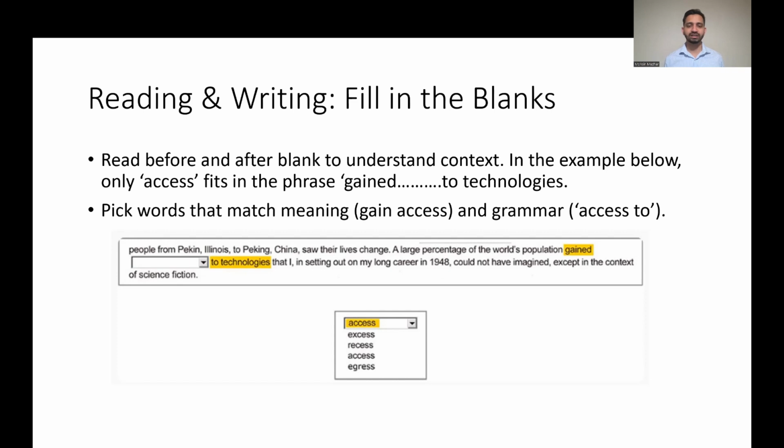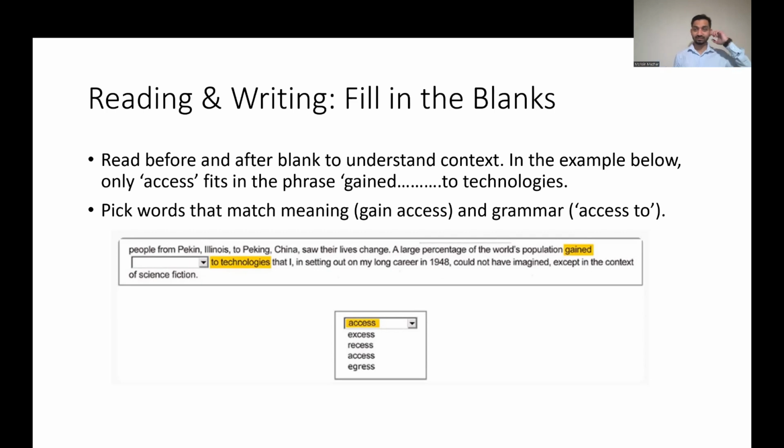Pick words that match meaning, gain access, and grammar, access to. People from Pekin, Illinois, to Pekin, China, saw their lives change. A large percentage of the world's population gained access to technology that, in setting out on my long career in 1948, could not have imagined except in the context of science fiction. Gained access. So we've got access, recess, access, and egress.